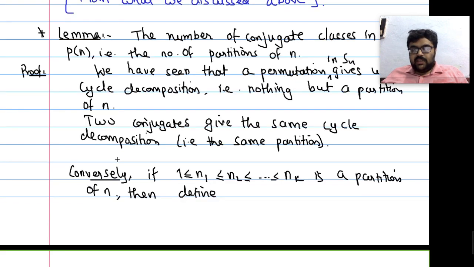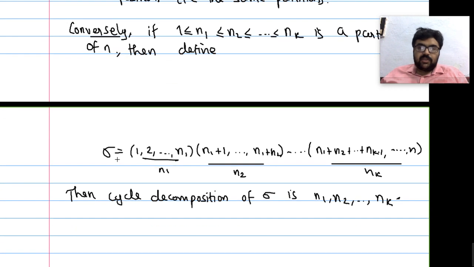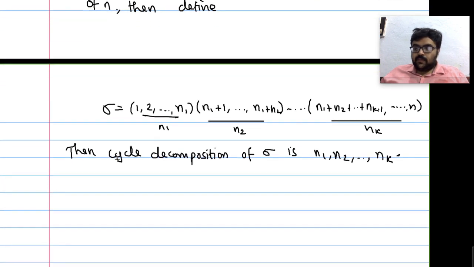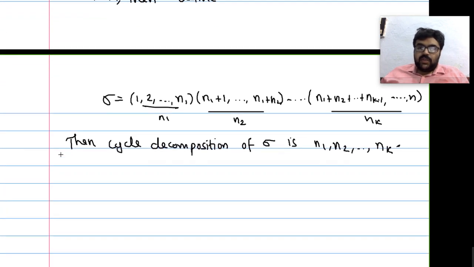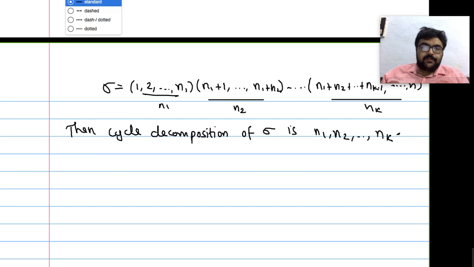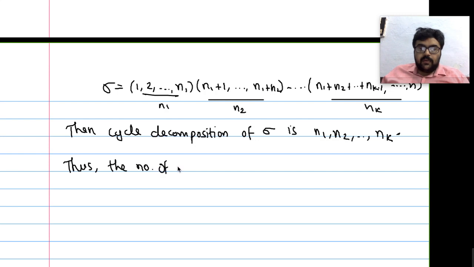So how many distinct such partitions will there be, how many distinct conjugacy classes will there be? That is nothing but the number of distinct partitions of n. So thus the number of conjugacy classes of Sn is the same as the number of partitions of n.